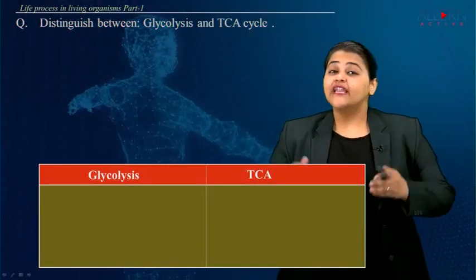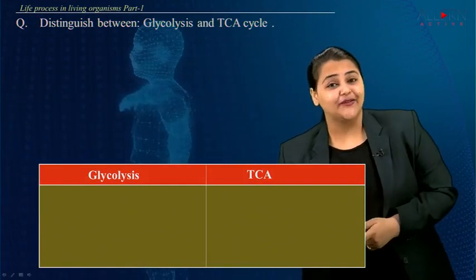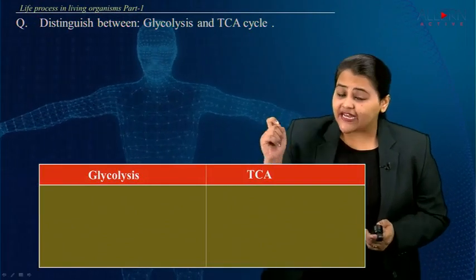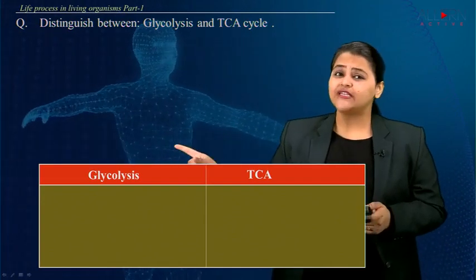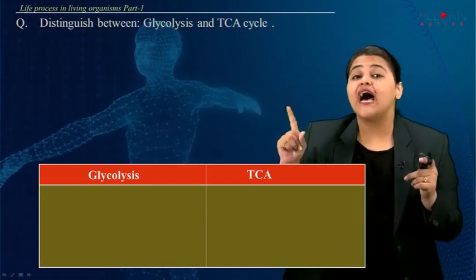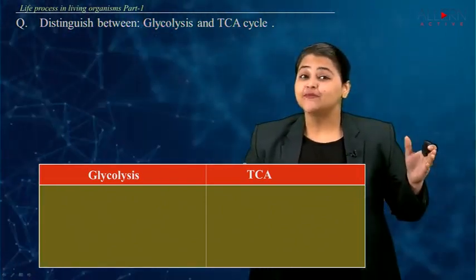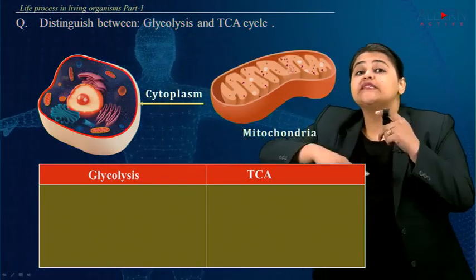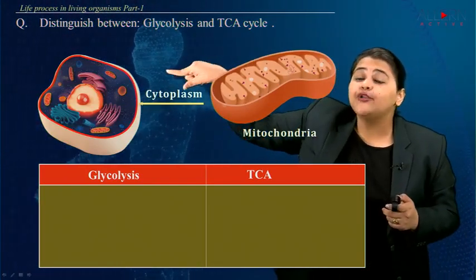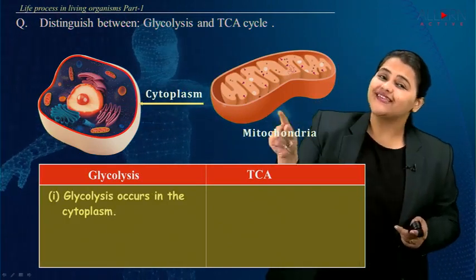Welcome back. Now let's differentiate between glycolysis and the TCA cycle. Well, let's understand what glycolysis is and what the TCA cycle is. Whenever you talk about glycolysis, it is the breakdown of glucose, because glyco means glucose and lysis means breakdown. So it is the breakdown of glucose molecules inside the cytoplasm of the cell. So glycolysis occurs in the cytoplasm.